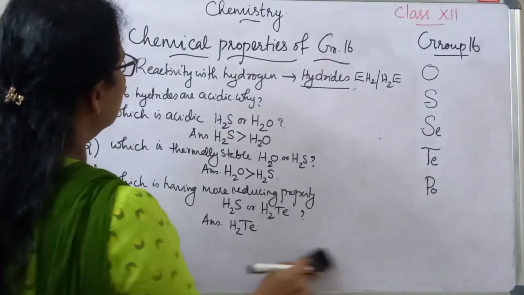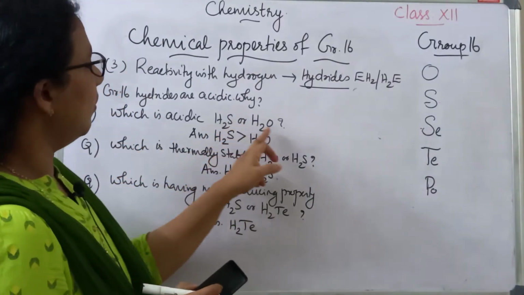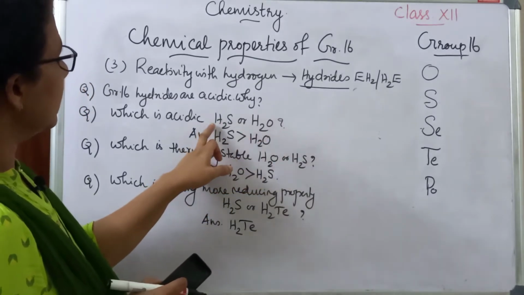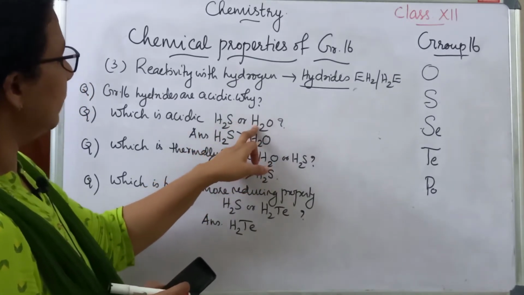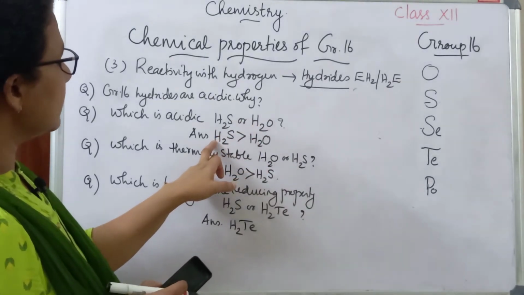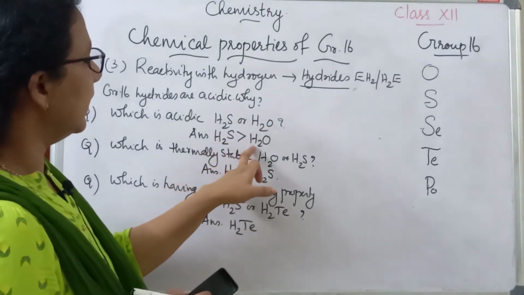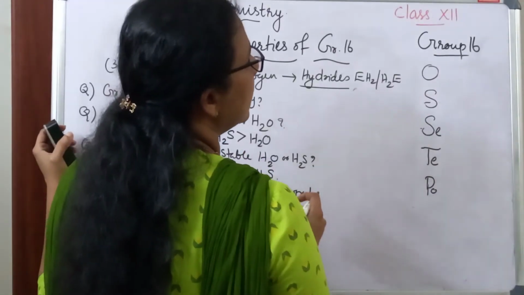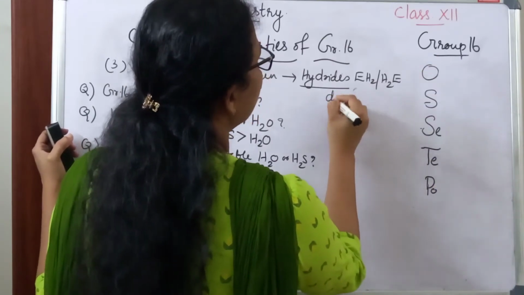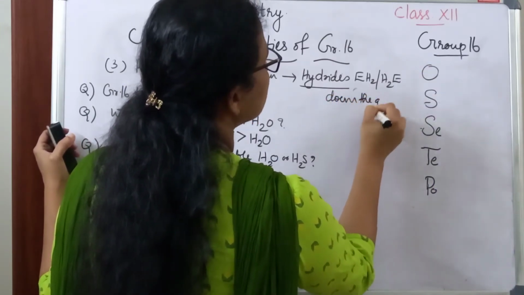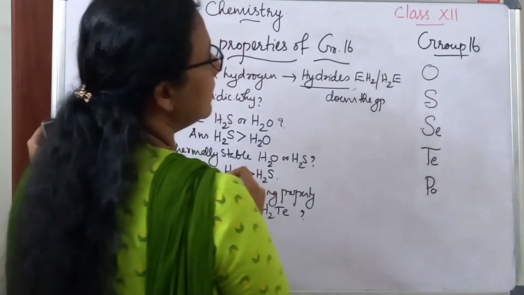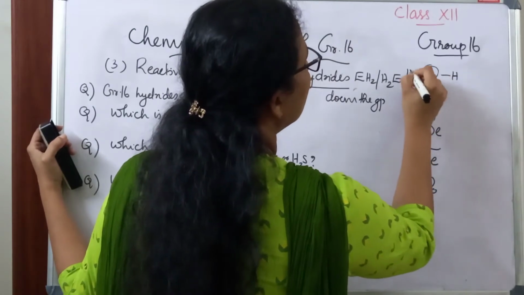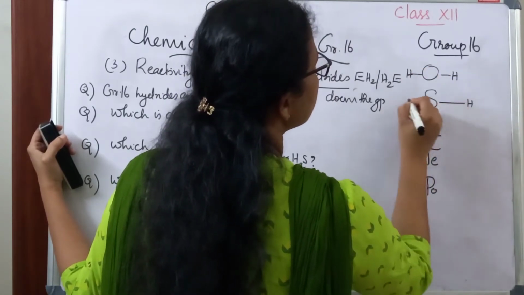So there is a question: which is more acidic, H2S or H2O? Among hydrides we need to find out which is more acidic. The answer is actually that H2S is more acidic than H2O. So let us find out why. In the case of group 16 elements, when we are coming down the group, the size increases. So we can say the bond length will increase down the group.